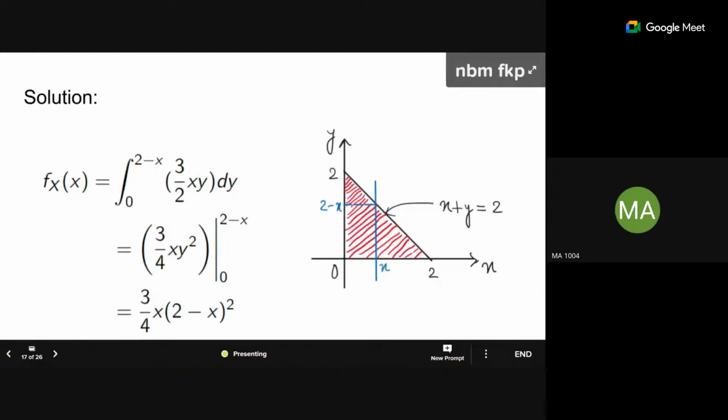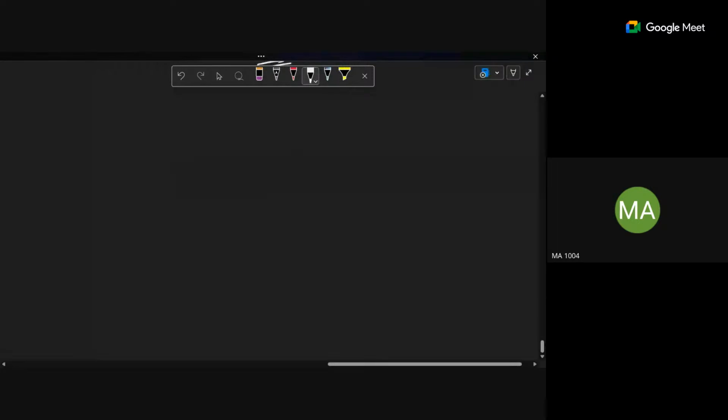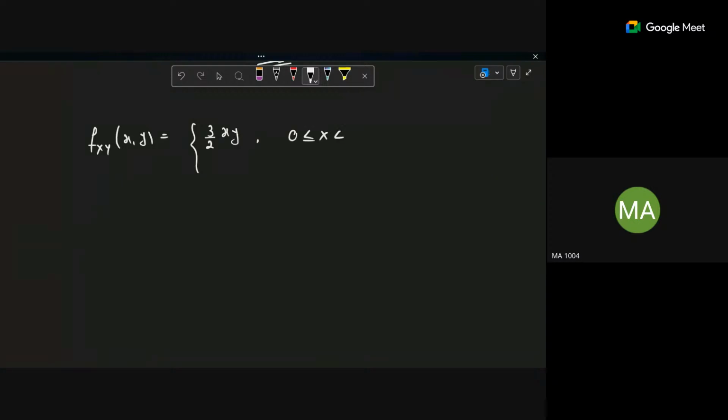Yeah, sure. So see here. What's our function? f(x,y) is (3/2)xy, where x is lying between 0 to 2.